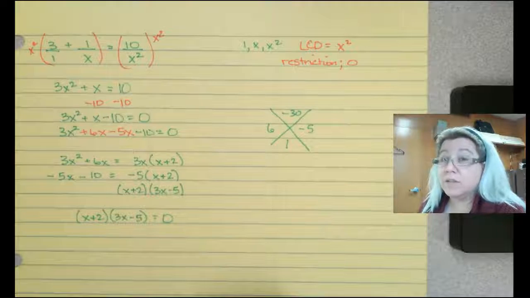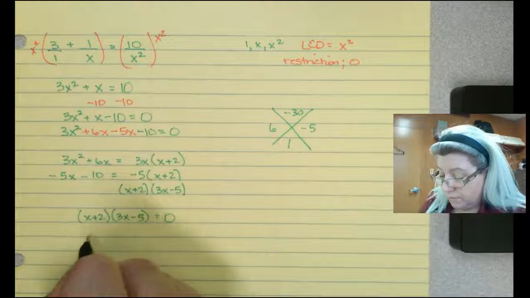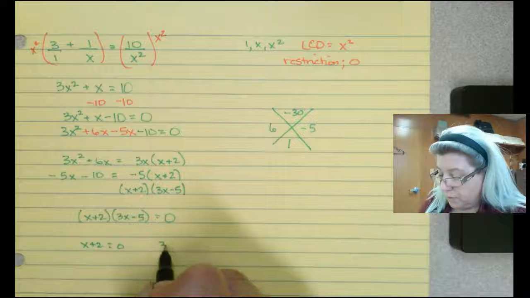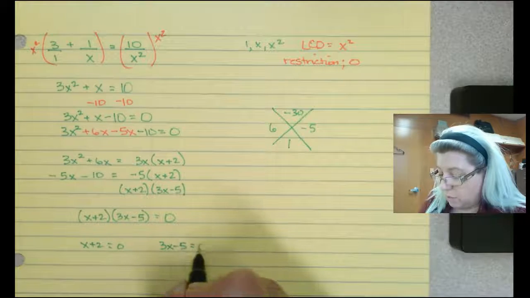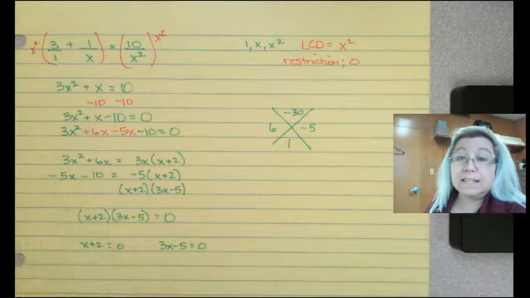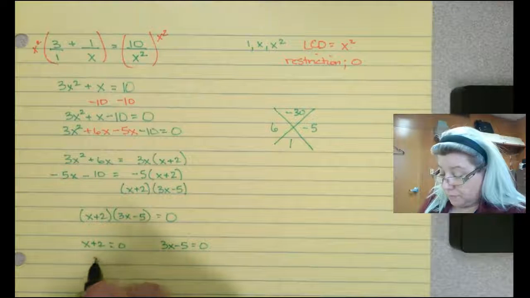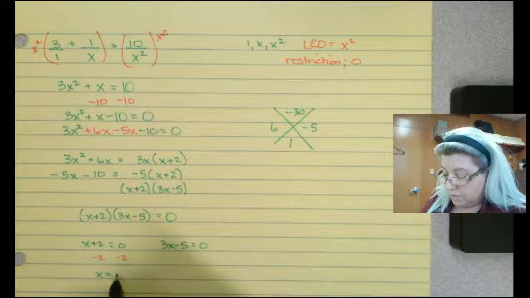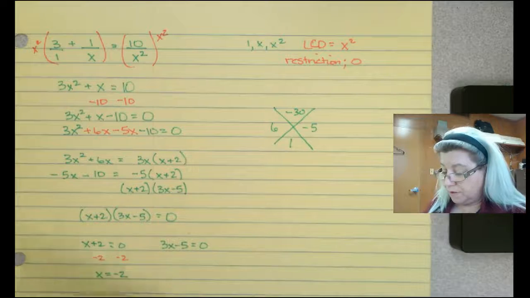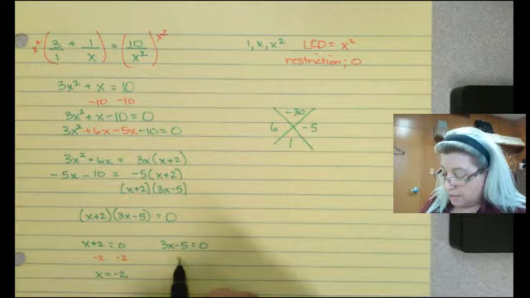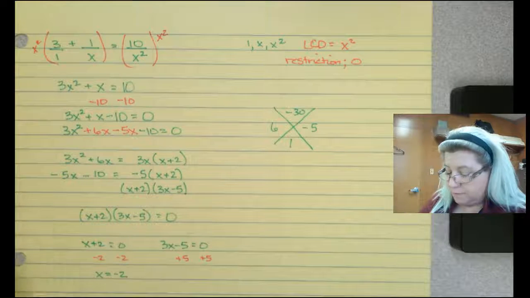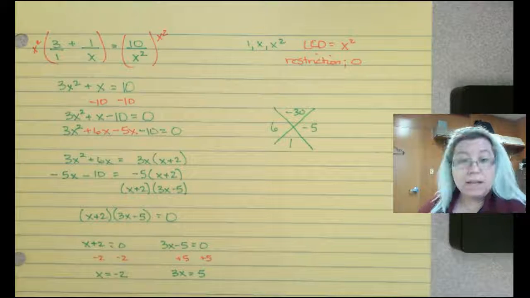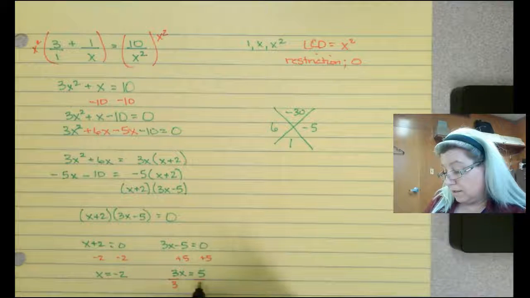Let's set each of those factors to 0. X plus 2 equals 0. 3x minus 5 equals 0. Let's solve each of these. Minus 2, minus 2. X equals negative 2 for the first factor. Plus 5, plus 5. 3x equals 5. Divide by 3. Divide by 3.